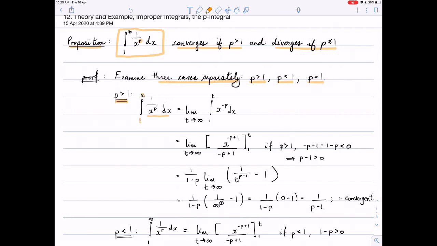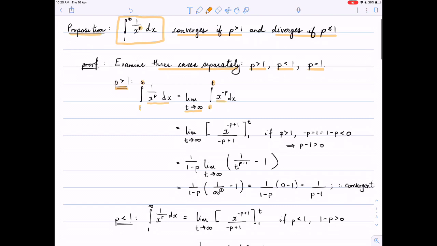As the definition of improper integrals tells us, this is the limit as t goes to infinity of the integral from 1 to t. I've written this as x to the minus p to emphasize that we are doing a power rule. When we take the antiderivative, we add 1 and we divide by the new power. So there is the antiderivative that we are going to use to evaluate from 1 to t, using FTC 2.